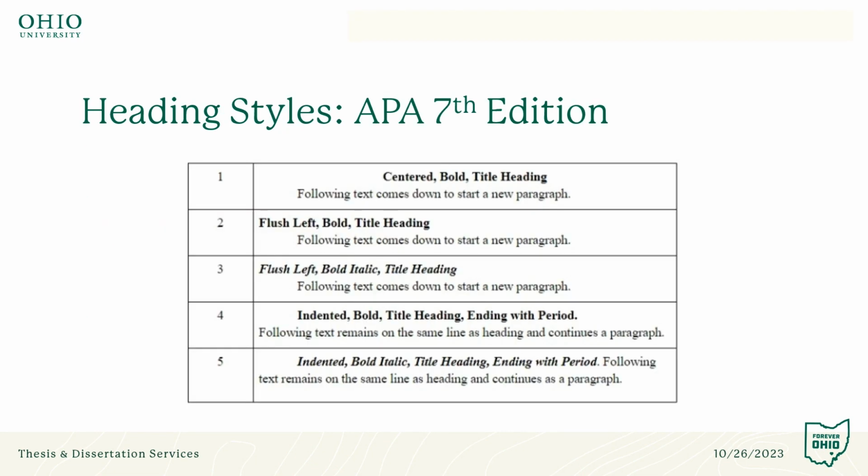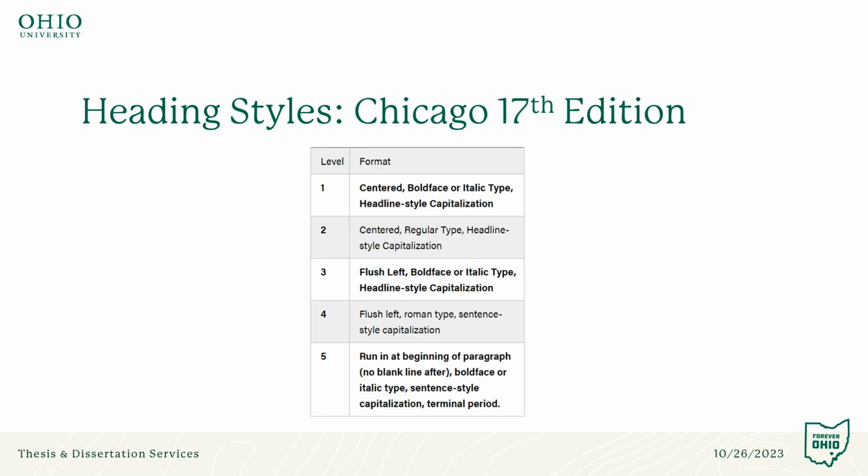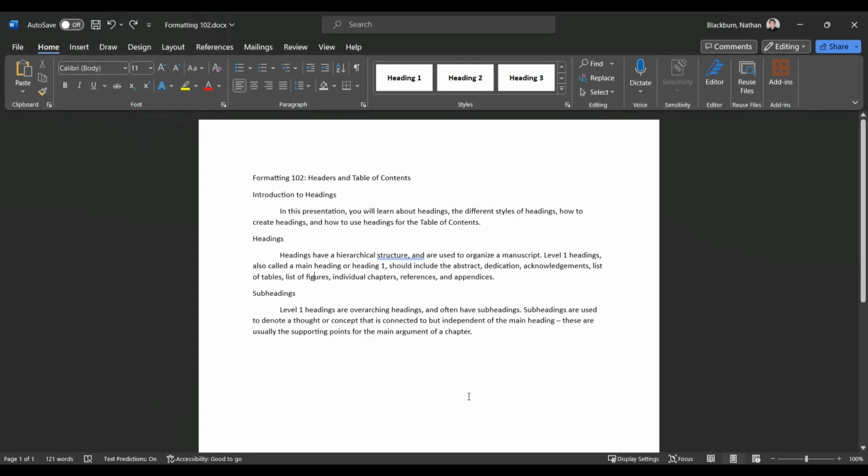Here we have APA 7th edition heading styles. As you can see, the first heading is centered, bold, and in title case, with the subsequent text coming in a new paragraph. This is different from MLA 9th edition, where the first level heading is bold and just flushed left. And in the 17th edition of Chicago style, the first level heading is centered and boldfaced or italic with headline style capitalization. Here I will show you how to put your headers into heading styles.